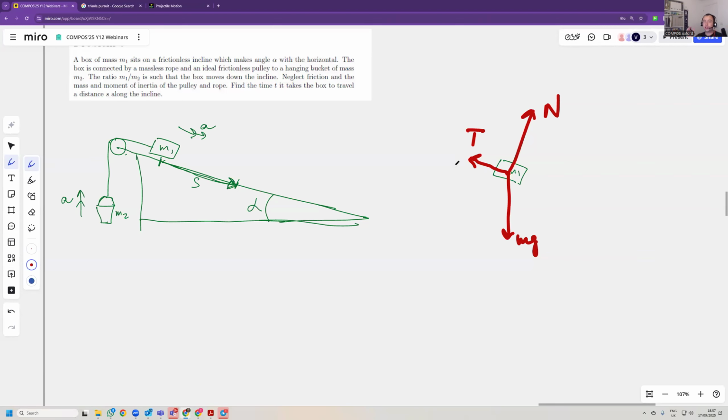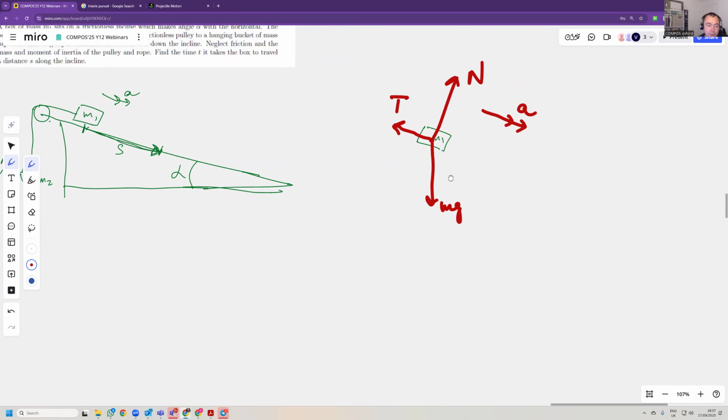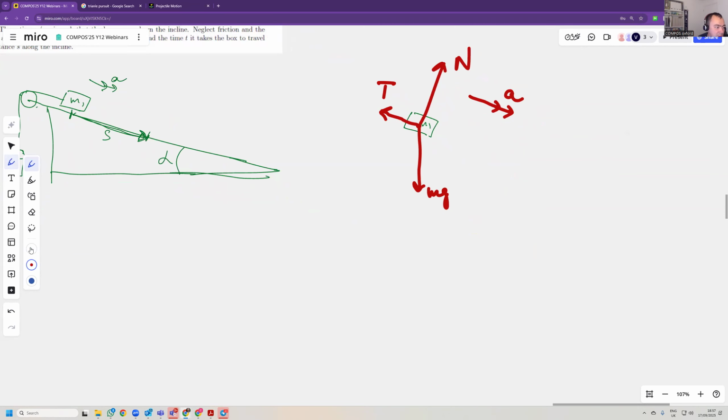So to draw the forces, you need to imagine that you are the box, right? You are the box. Who's pulling you? Well, gravity is pulling you. The rope is pulling you, and the incline is pushing you. So these are the three forces that you experience. Okay, and now we know that you're accelerating in that direction, acceleration a. And therefore, you can write down Newton's second law.